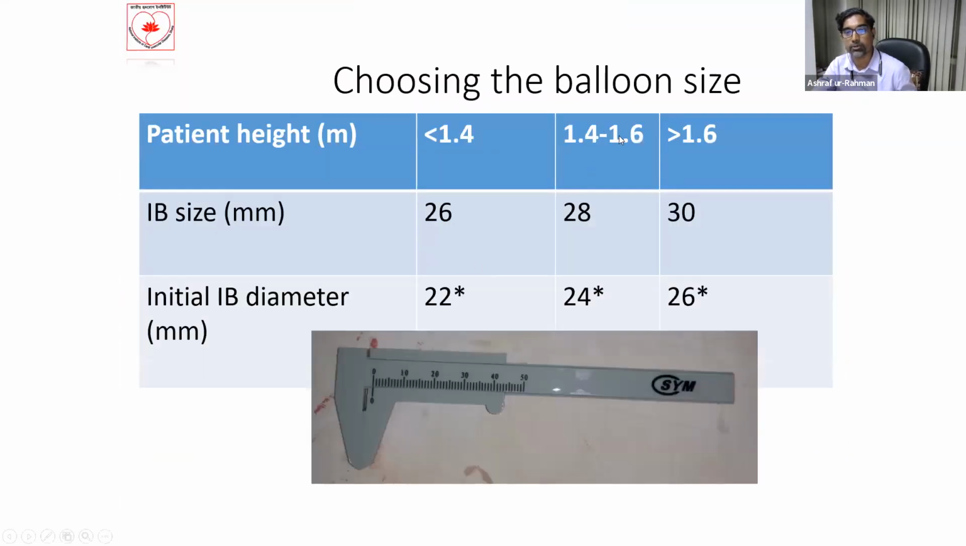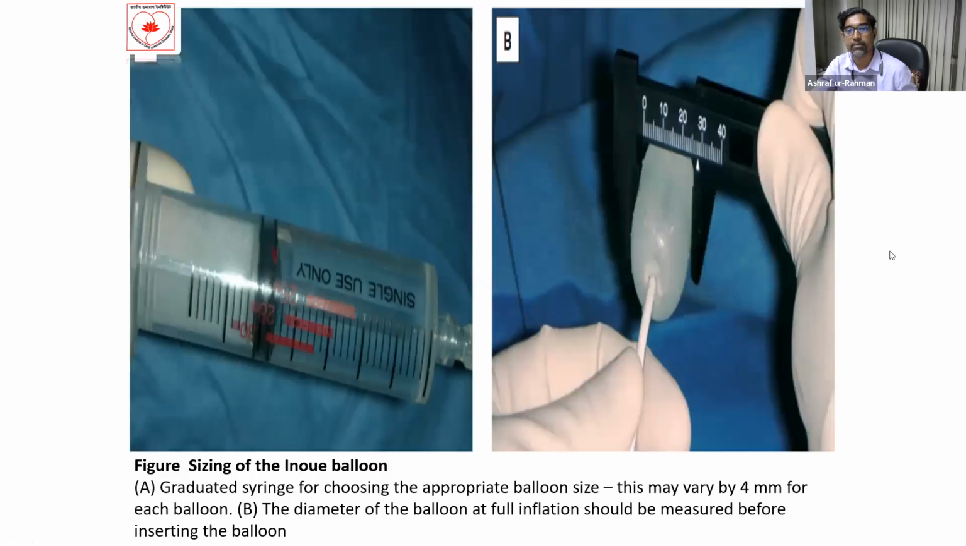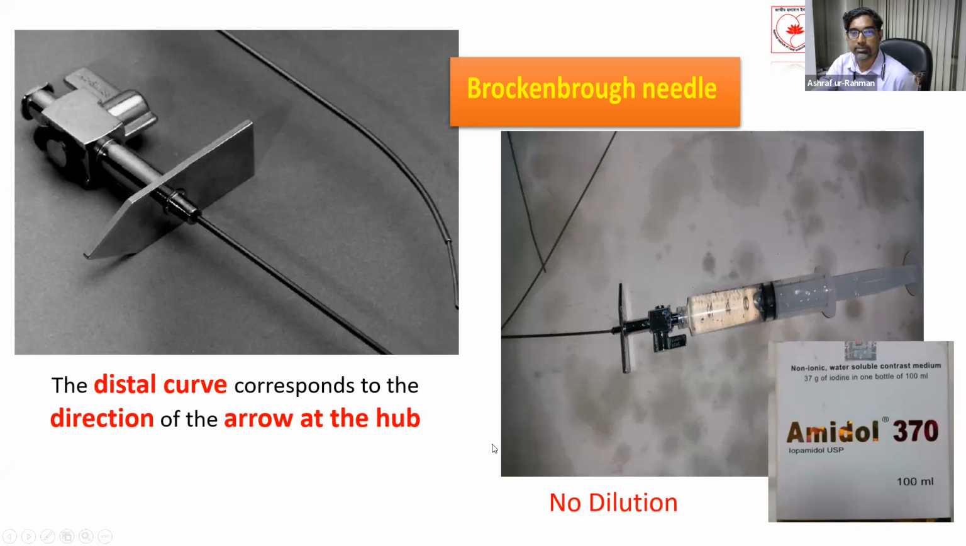If the patient's height is 1.4 to 1.6 meter, then the size of the Inoue balloon will be 28, and we have to take a 24 size balloon and gradually re-expand to 28 if needed. So we take the syringe, fill it with dye, and measure the balloon size at the level of full inflation. And in the PTMC procedure, for this Brockenbrough needle, the distal curve corresponds to the direction of the arrow at the hub, and this is very important in the PTMC procedure: which direction the arrow at the hub will remain.